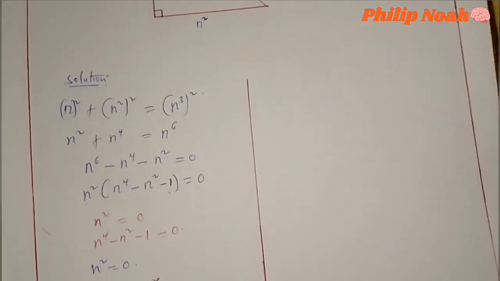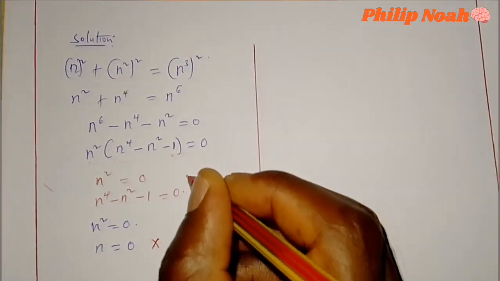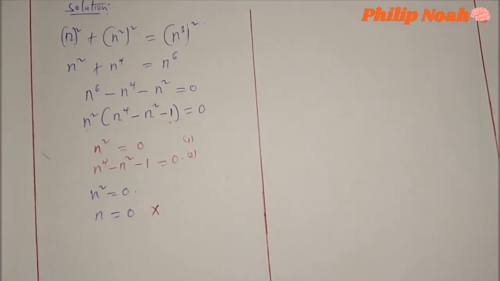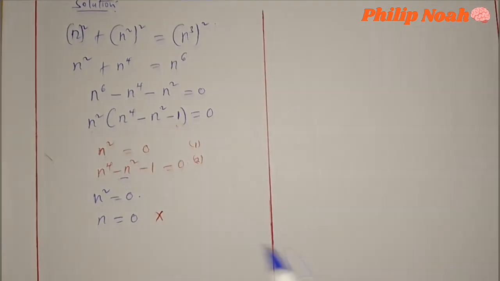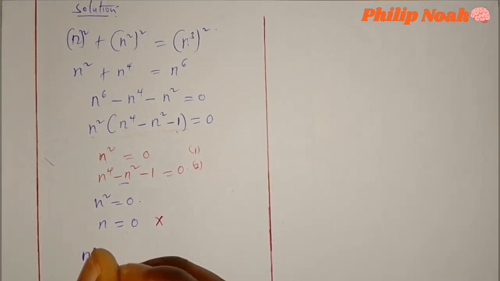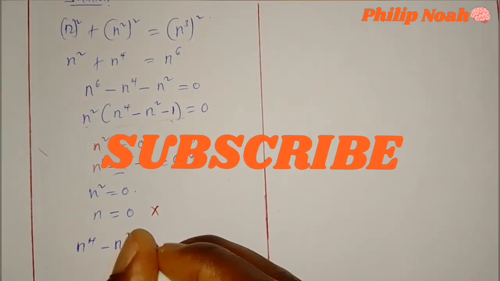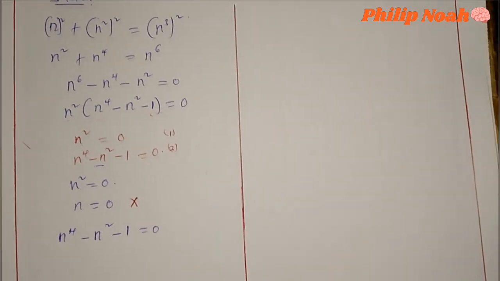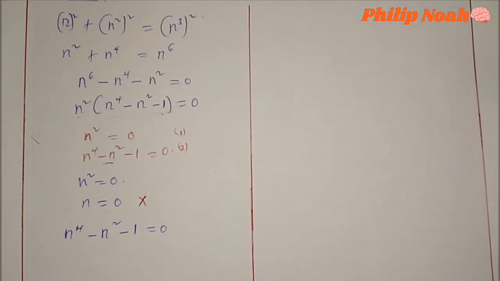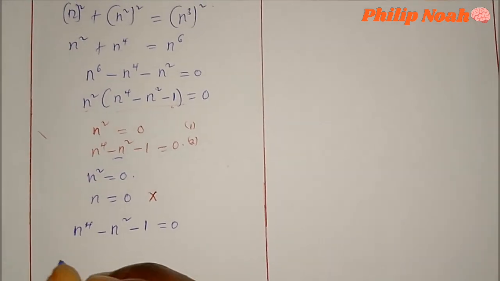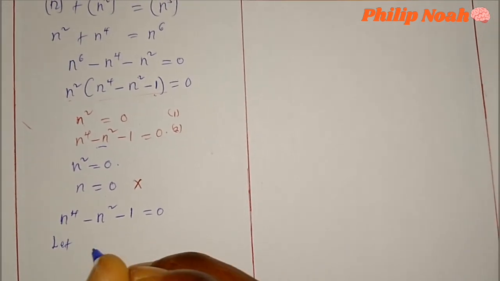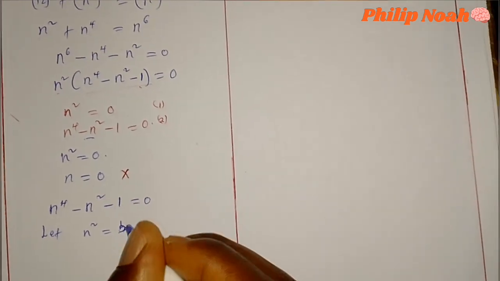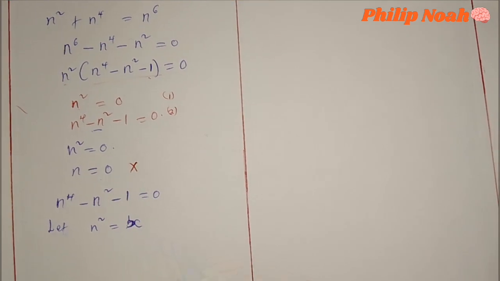So let's consider the second equation. Call this 1 and then this 2. We are done with the first one. The second equation, this one now, n raised power 4 minus n squared minus 1 is equals to 0. Hope you understand, genius. So let n squared be x.